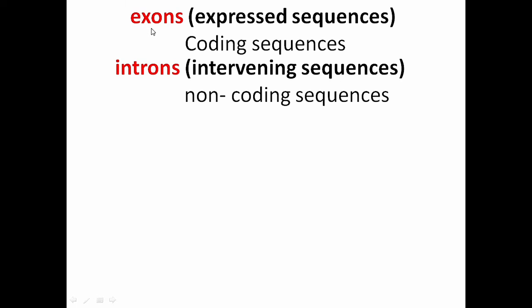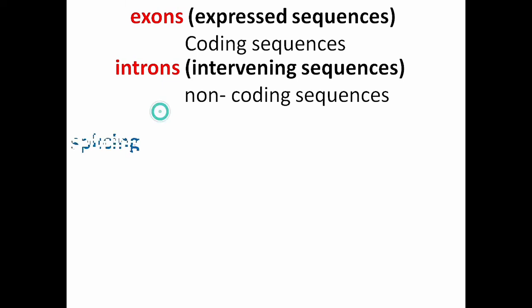Eukaryotic genes have exons and introns. Because of the exons and introns, the newly formed mRNA is heterogeneous. The exons are expressed sequences. They are coding sequences. They can code for protein. Introns are intervening sequences or non-coding sequences. They cannot code for protein. So the introns have to be removed to make the RNA functioning.